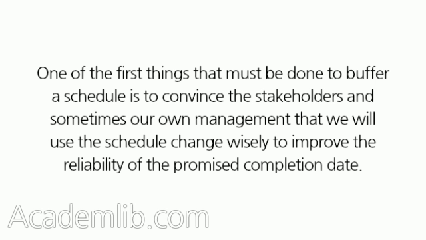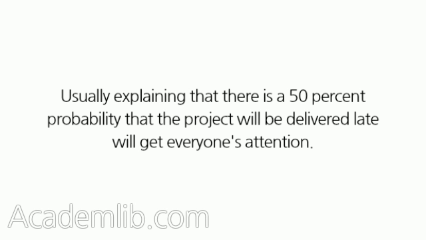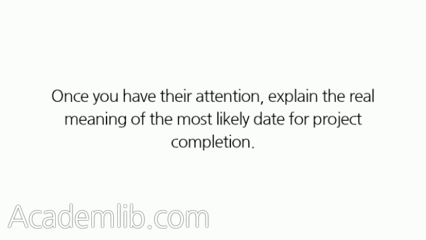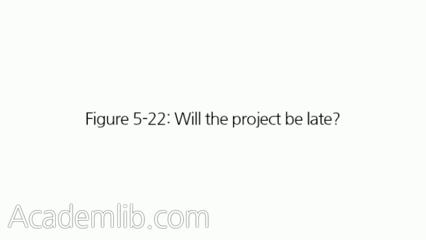One of the first things that must be done to buffer a schedule is to convince the stakeholders and sometimes our own management that we will use the schedule change wisely to improve the reliability of the promised completion date. Usually explaining that there is a 50% probability that the project will be delivered late will get everyone's attention. Once you have their attention, explain the real meaning of the most likely date for project completion. Figure 5.21, Probability of Promise Dates. Figure 5.22, Will the project be late?